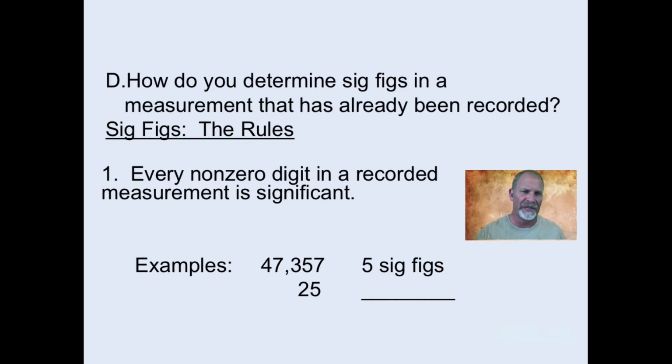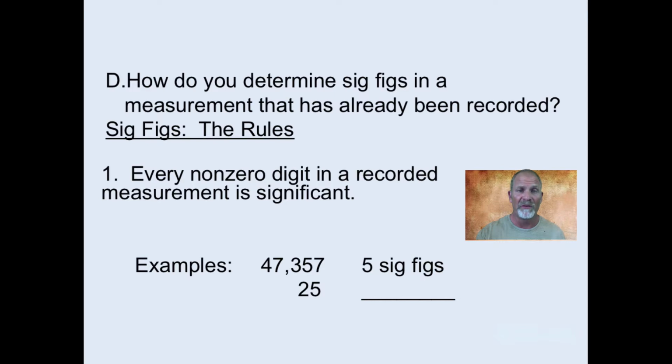So the first rule is this: every non-zero digit in a measurement is actually significant. So every non-zero. So I give you a number. Now you're not making a measurement. I give you a number. Like it's 47,357. None of them are zero, so I can safely assume that all 5 of those numbers are significant.